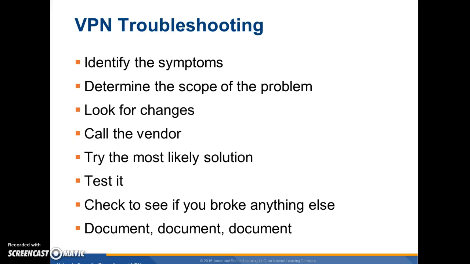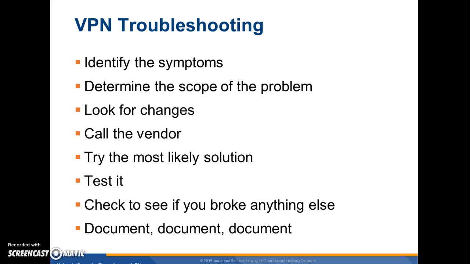Identify the symptoms. With the symptoms, you need to make sure that they are specific. Users tend to generalize with statements like, no one can get on the VPN, or the intranet is down from the VPN. Determine the scope of the problem. Is just one user down, 100 users, or the entire company? Is it limited to just one department or many?